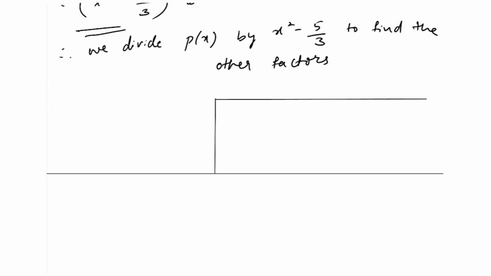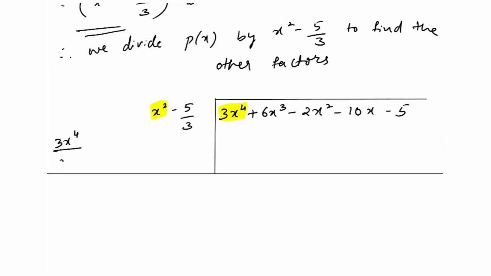So our p of x given in the question is 3x to the power of 4 plus 6x cube minus 2x square minus 10x minus 5. And we have to divide by x square minus 5 by 3. So to divide this, first we'll consider the first term of our p of x and the first term of our g of x. We'll divide 3x to the power of 4 by x square. So here x square and x square will get cancelled. We are left with 3x square.